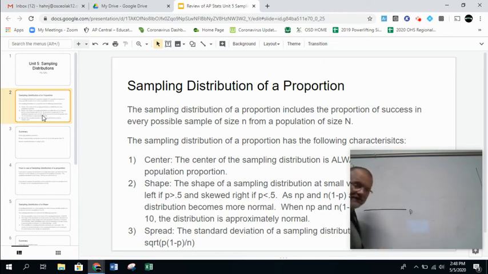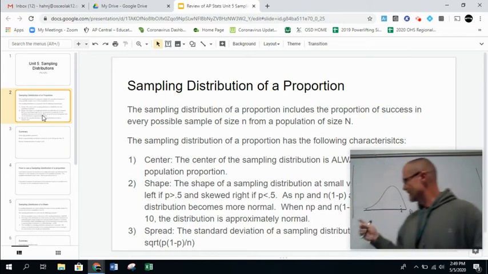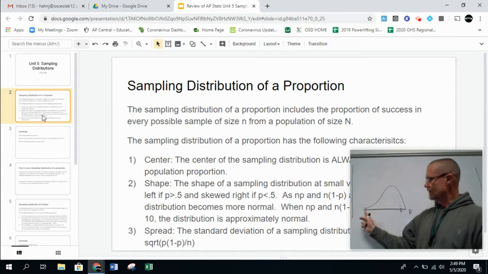So maybe I've got a sampling distribution, and I find out that a lot of my samples had high proportions. That means maybe my sampling distribution is going to look like this, where each dot represents a sample of 20 people and the proportion of those 20 people that liked pizza. Down here, some of the samples don't have many people who like pizza, so there are not many of them.